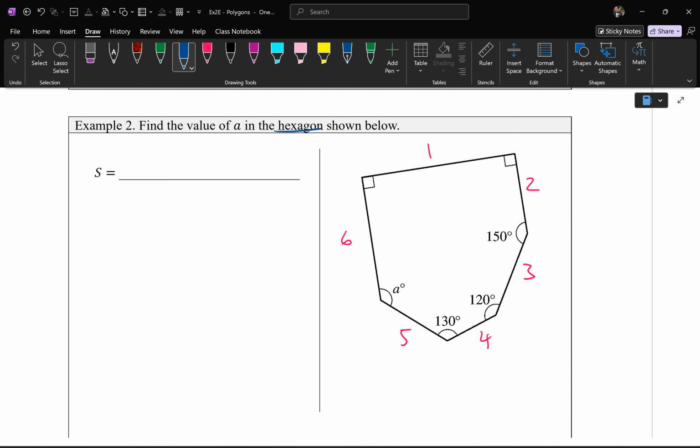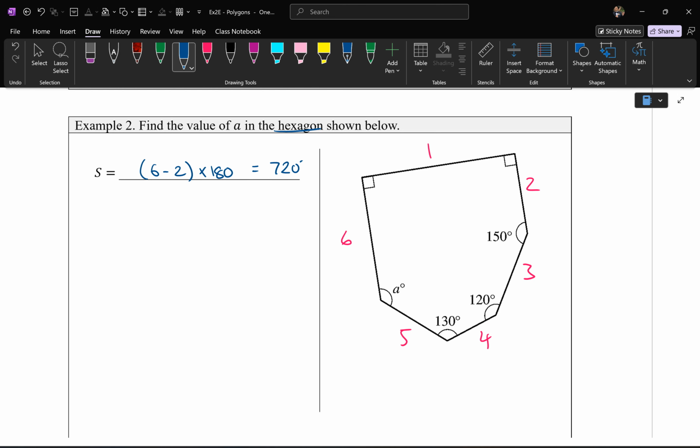Now on your previous page, we already did it. Hexagons, what should they all add up to? 720. So remember, it was 6, take away 2, times 180. It was 720 degrees. So that means we just need to add all these 6 angles together. You've got this square box plus a square box plus 150 plus 120 plus 130 plus this random degree, A.